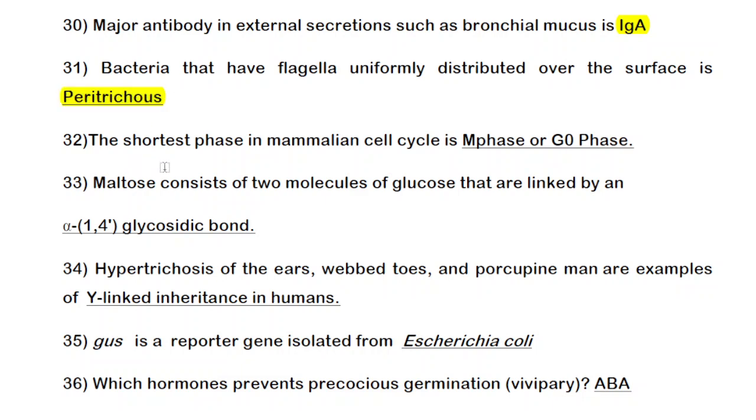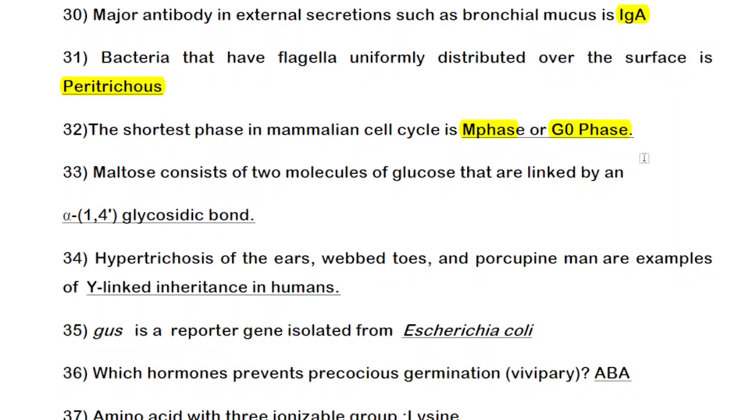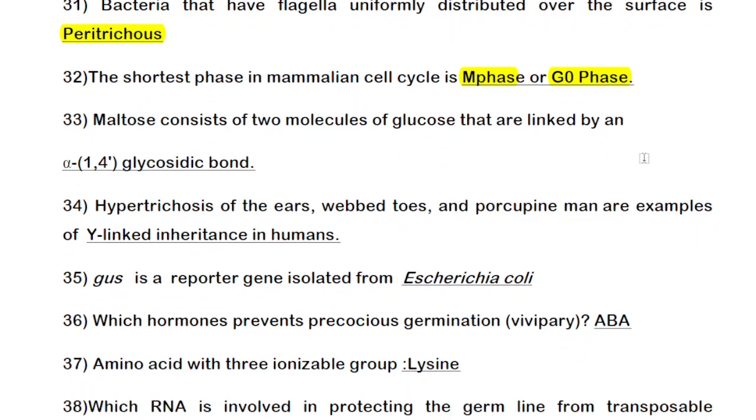32nd question, for this question you need to give me the answer. The shortest phase in the mammalian cell cycle, whether it is M phase or another phase. You are going to tell me in the comment section. So I'm leaving this question.